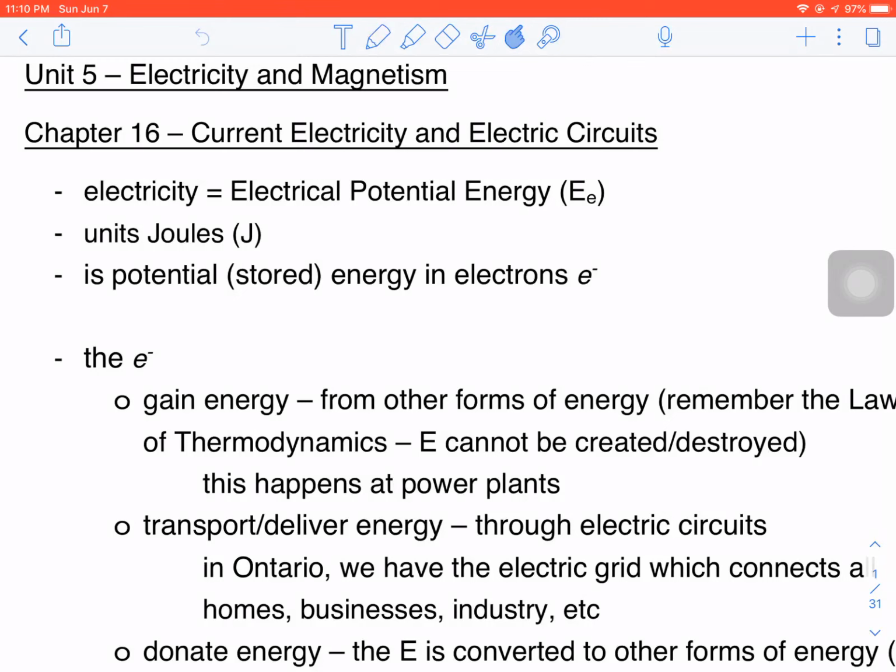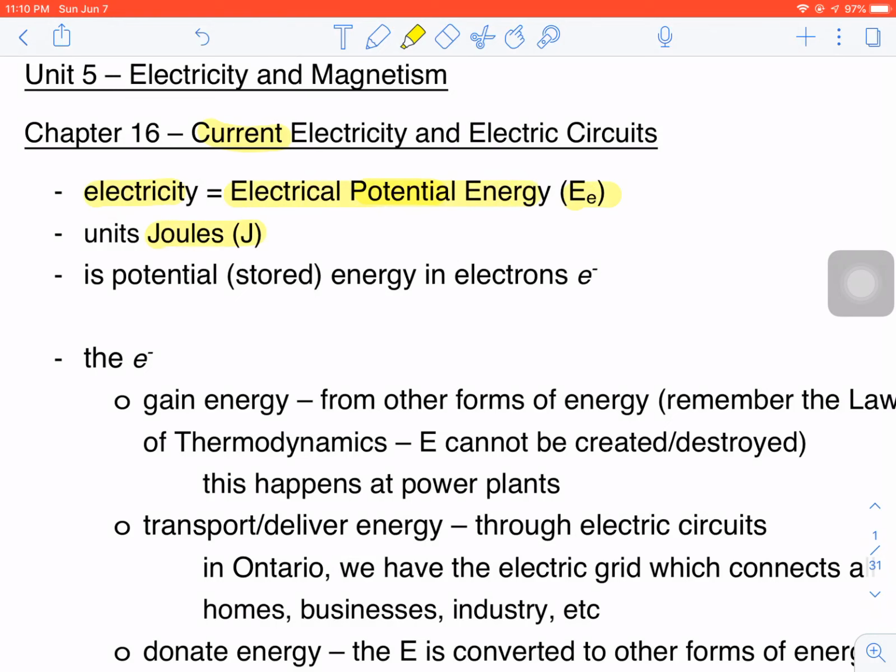Okay, so chapter 15 was about building up static charge on an object, and it's parked there, stationary, or static electricity. Chapter 16 talks about current electricity. When I think about current, I think about a river, and I think about something flowing. In this case, electricity, by definition, is a short form for electrical potential energy. Because of that, it is measured in joules because it's energy. We usually use EE for our symbol for electrical potential energy, just like EK for kinetic and EG for gravitational.